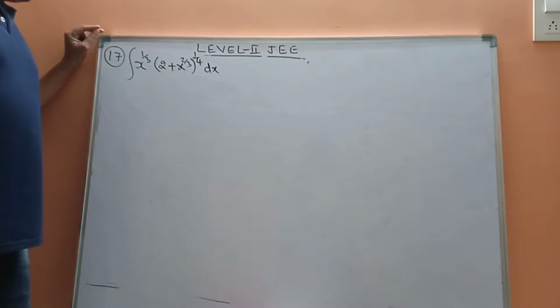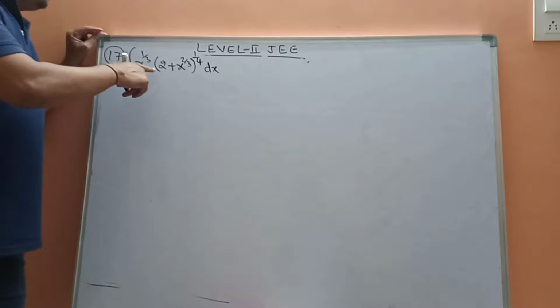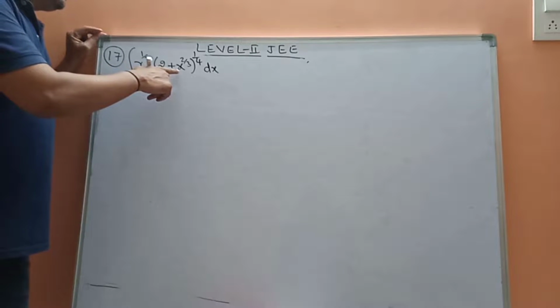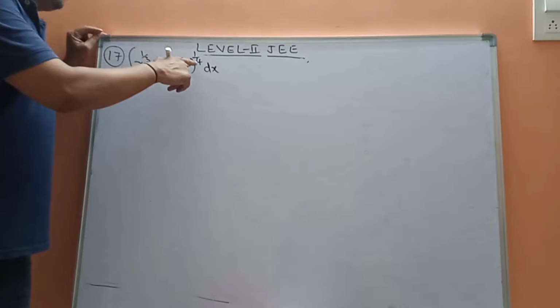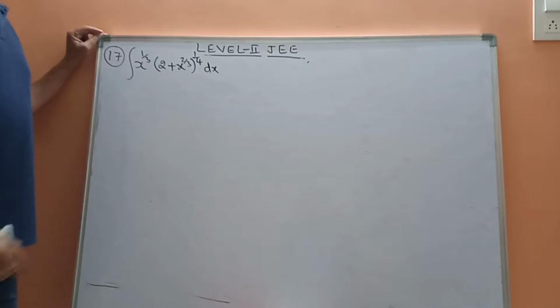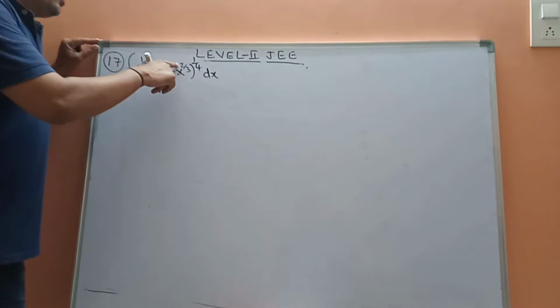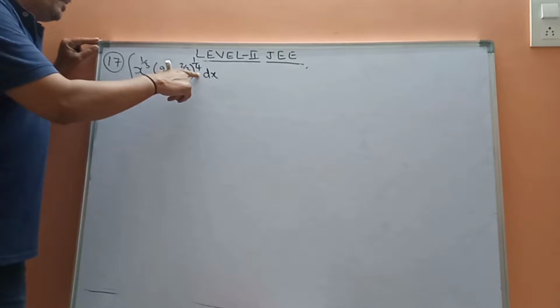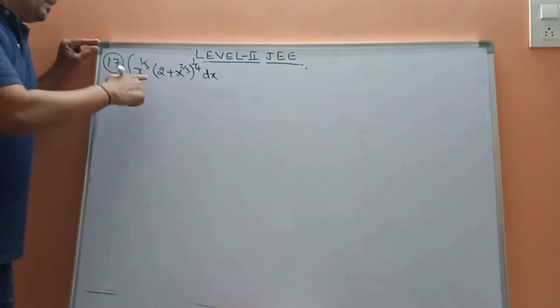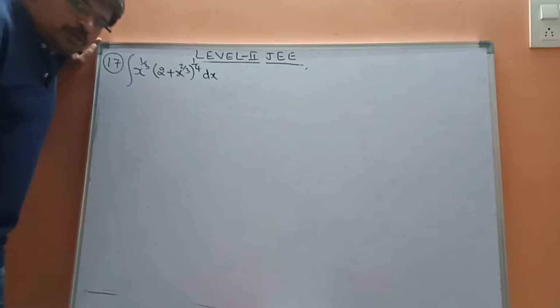Here the problem is the integral of x to the power of 1 by 3 into (2 plus x to the power of 2 by 3) whole to the power of 1 by 4 dx. So this is the problem. How to solve it: 2 plus x to the power of 2 by 3 whole to the power of 1 by 4 is there, and x to the power of 1 by 3 is there. This is just a substitution problem.